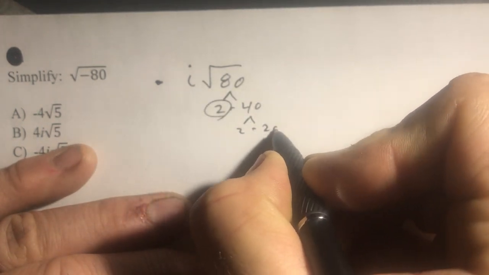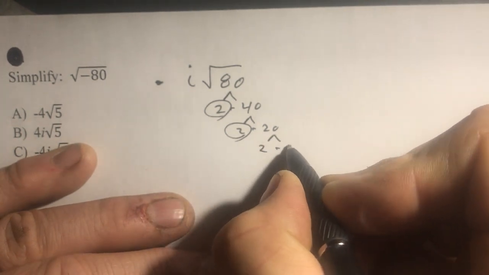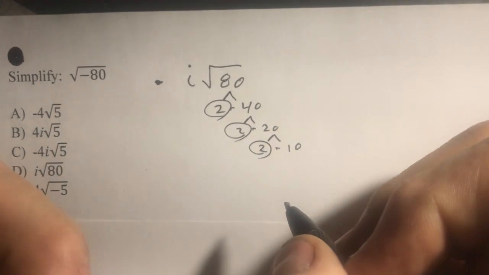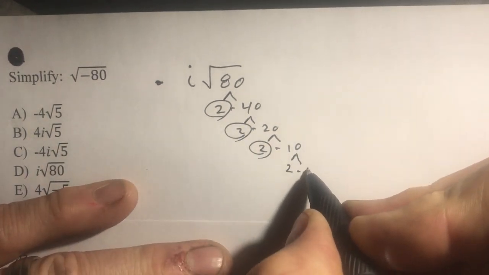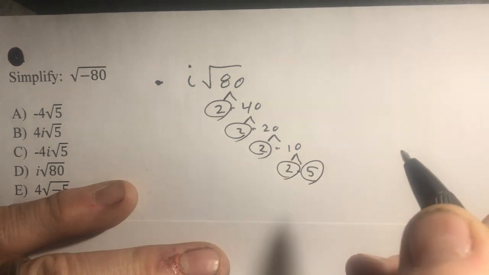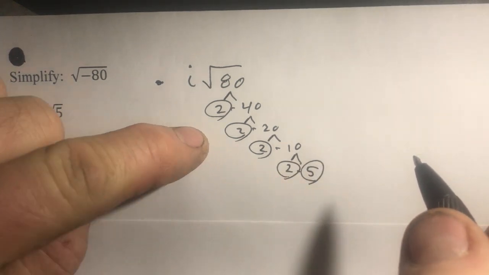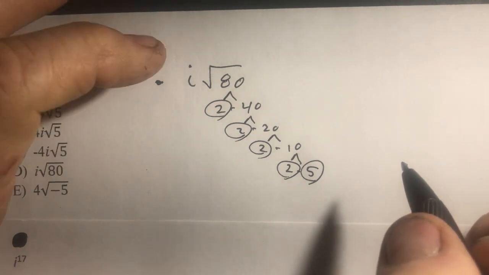40 is 2 times 20. 20 is 2 times 10. I'm circling these 2's because they won't break down. 10 is going to be 2 times 5. And then 5 won't break down, so I circle it. So there's all my circled numbers, which are prime because they don't break down anymore.